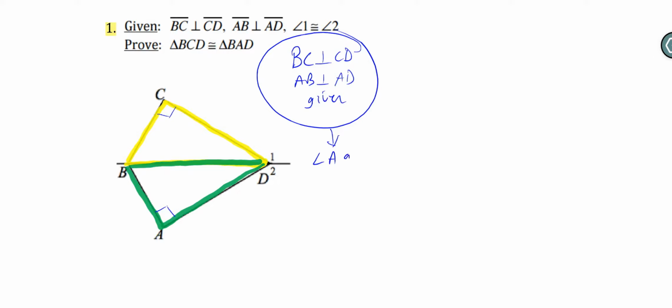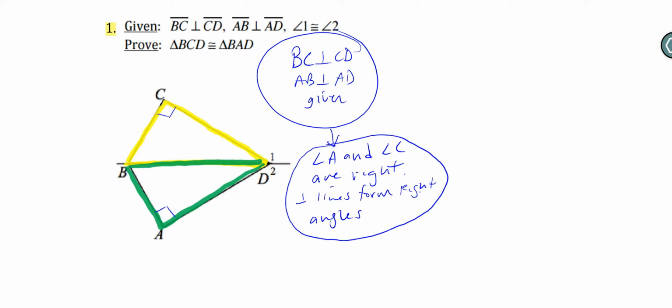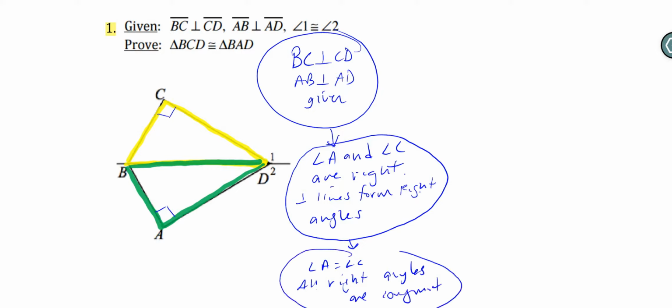So I can say angle A and angle C are right. And the reason for that is perpendicular lines form right angles. Now that I know that they're right angles, I now know they're congruent. So now I can say angle A is congruent to angle C because all right angles are congruent. Sorry, my pen isn't really working that well. I need a new tip. Alright, so now I know one set of congruent angles.